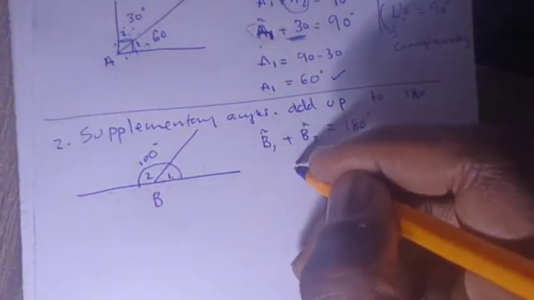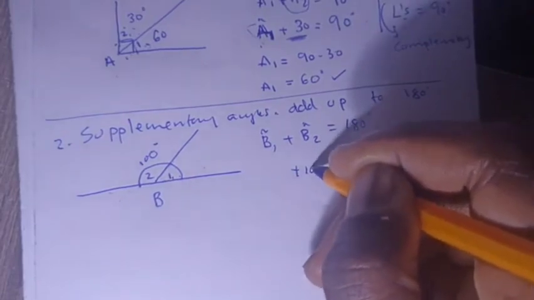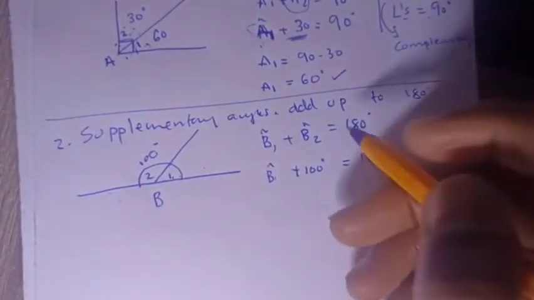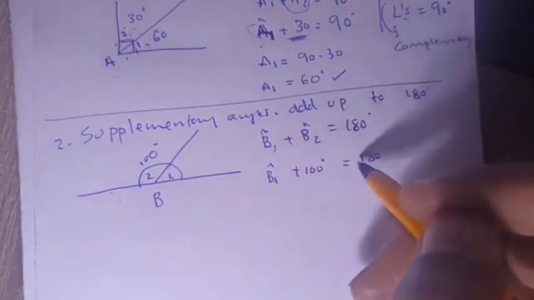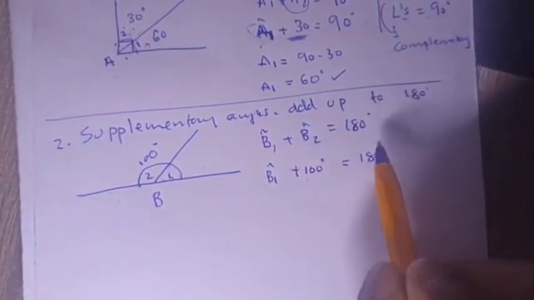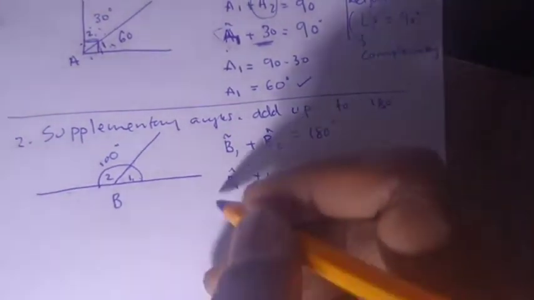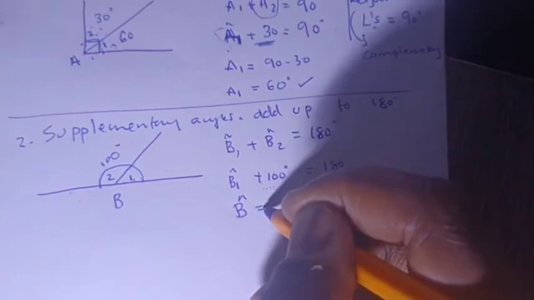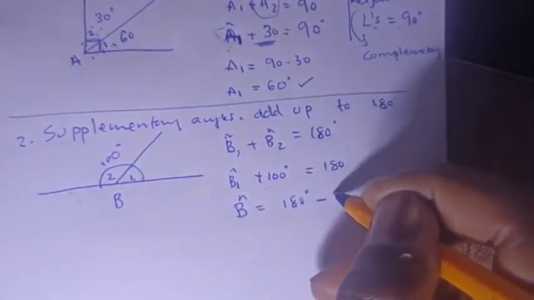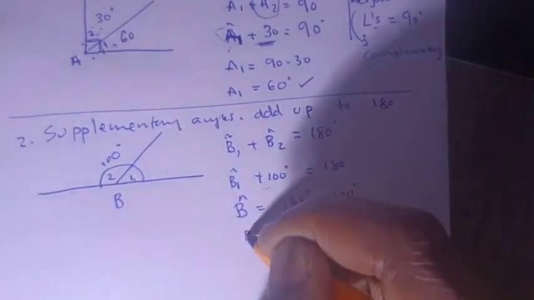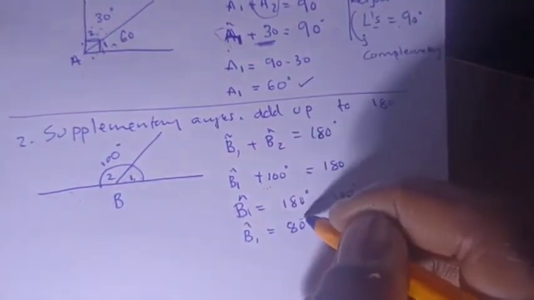So the question says, find B1. They gave us B2, this, find B1. So what are we going to do? In the place of B2, I'm going to substitute 100 degrees. And I've got B1 right there, and 180 there. So if I'm looking for this one, obviously solve for x. We're going to transpose this one to the other side. It's going to change sign. So B1 equals 180 minus this. Then we're left with 80. So B1 is actually 80 degrees.